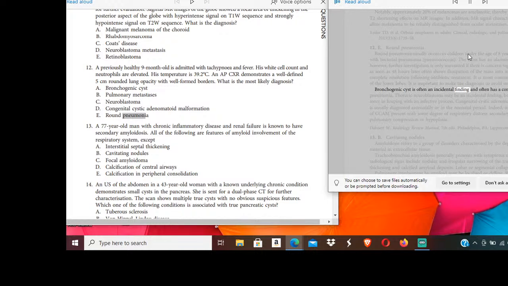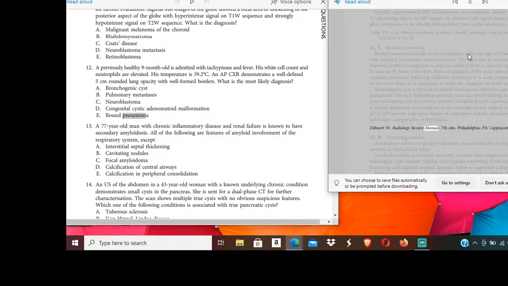Bronchogenic cyst is often an incidental finding, and often has a compressive effect unlike round pneumonia. Thoracic neuroblastoma may be an incidental finding, but the clinical history given is more in keeping with an infective process. Congenital cystic adenomatoid malformation, CCAM, is usually diagnosed antenatally or in the neonatal period. Indeed, in the newborn, 80% of cases of CCAM present with some degree of respiratory distress secondary to mass effect and pulmonary compression or hypoplasia.